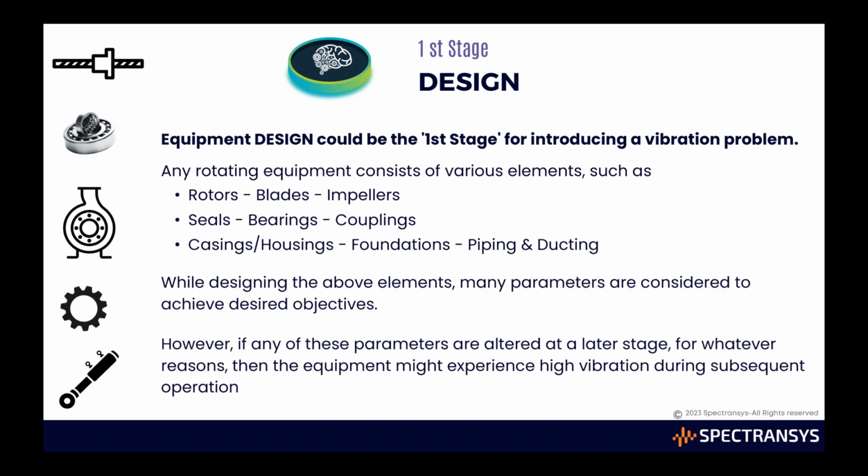Now, if these parameters are altered at a later stage for whatsoever reasons, then the equipment might experience high vibrations during subsequent operation. If the machine is not performing or not working as per the design conditions, then that is the first stage where the machine can suffer high vibrations. Something going wrong at this stage.